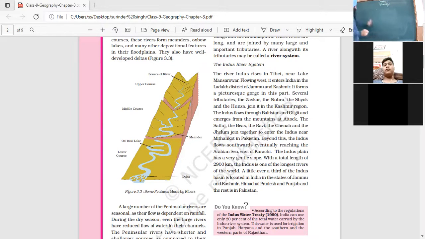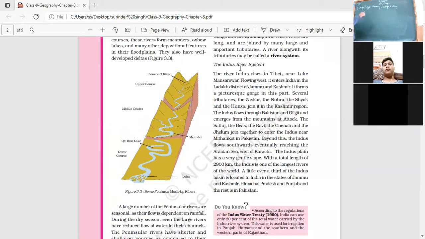First stage of a river, upper course. It is also known as the upper course, or the youthful stage of a river. Youthful, why? Because at this stage, the river originates. The upper course, the youthful stage, is the one through which the river originates.